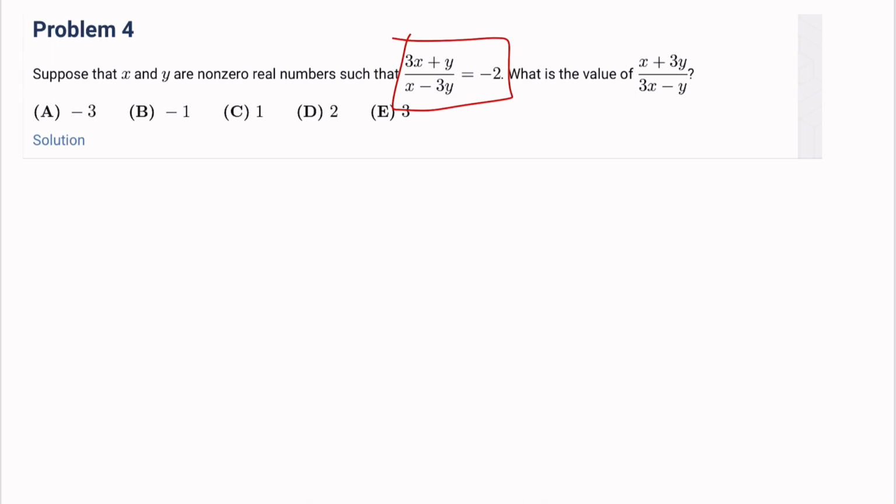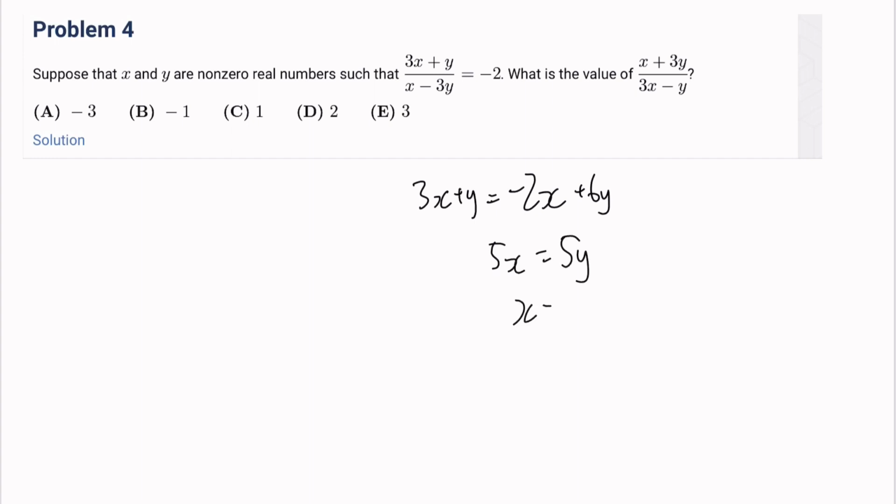Number 4, suppose that x and y are non-zero real numbers such that this is true. What is the value of this, right? And so let's just cross multiply this, so that would give us 3x plus y equals negative 2x plus 6y, right? And so 5x equals 5y, so x equals y.